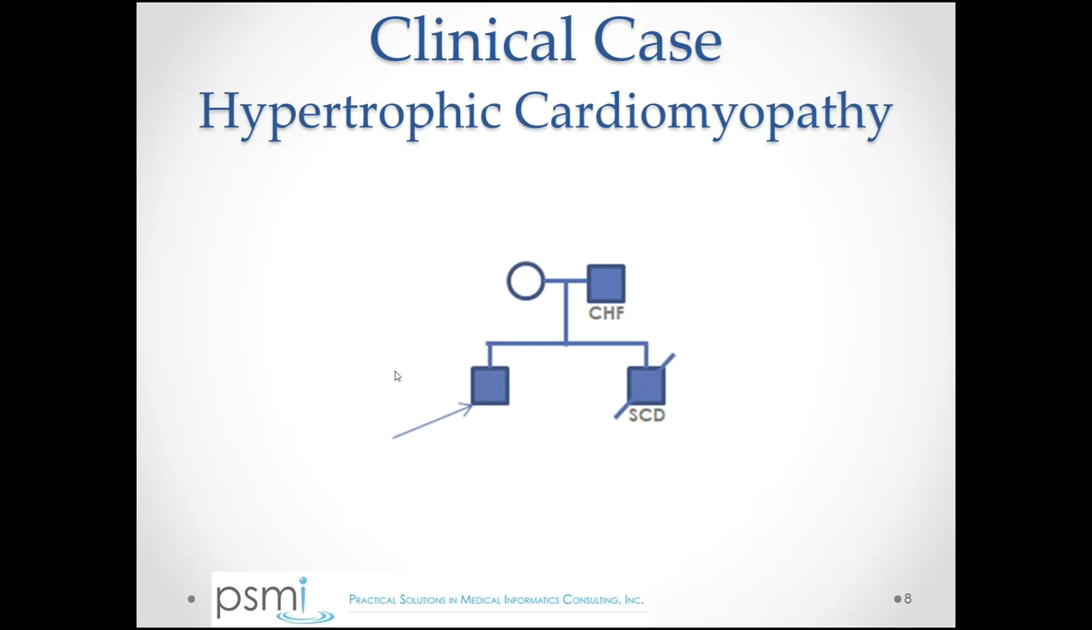In a patient like this, where we can see that he's got a positive family history, about 60% of patients will have a specific mutation identified in one of the genes that code for proteins of the sarcomere, or the contractile apparatus of the heart. So we suspect that this patient probably does have a mutation in one of his sarcomere genes.